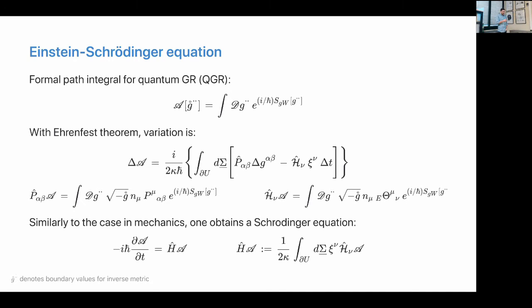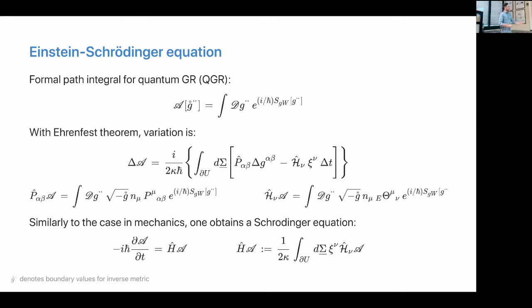I guess one thing that is kind of neat, another cute result, is that for quantum GR you can derive an Einstein-Schrodinger equation. So you're basically following the same derivation.